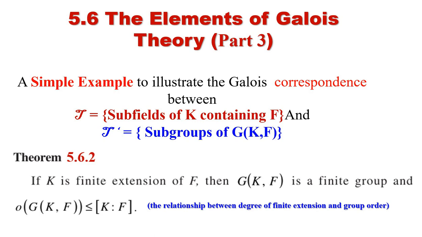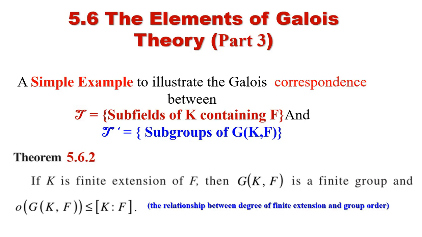If K is a finite extension of F, then GKF is a finite group and the order of GKF is less than or equal to the degree of K over F. So for a finite extension K of F, this is the relation, the relationship between the degree of the finite extension and this group order. That is what we have in this theorem.